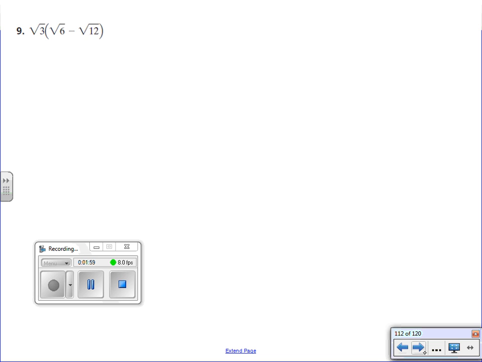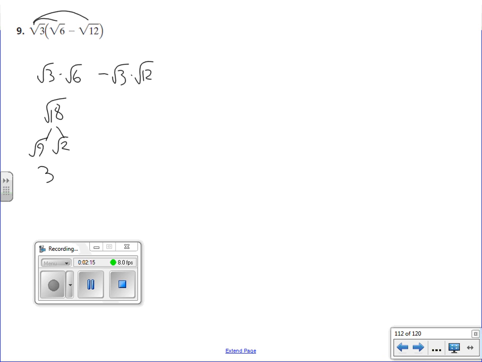Next question, simple distribution. Same again. Root 3 times root 6 minus root 3 times root 12. Root 3 times root 6 is root 18, which can simplify root 9 root 2 to 3 root 2. And this is root 36, which is just 6.